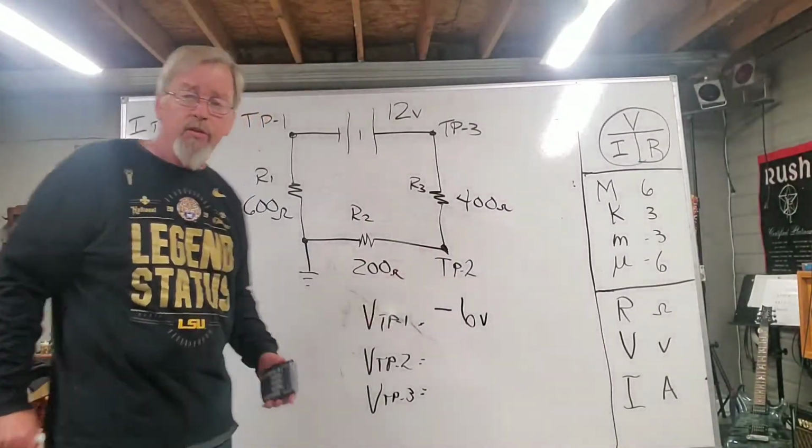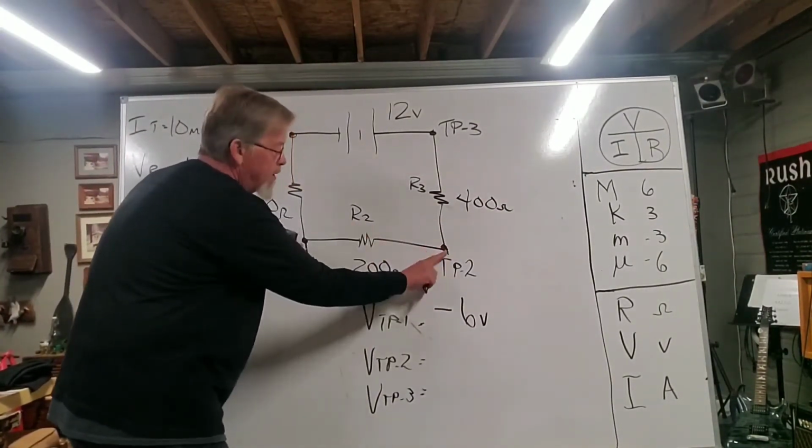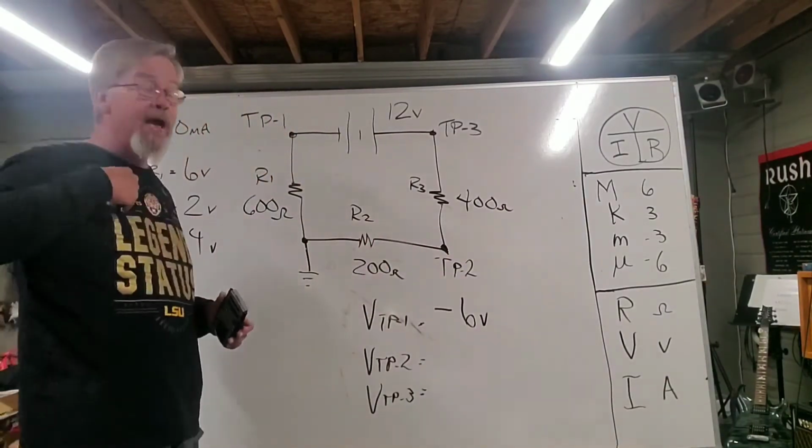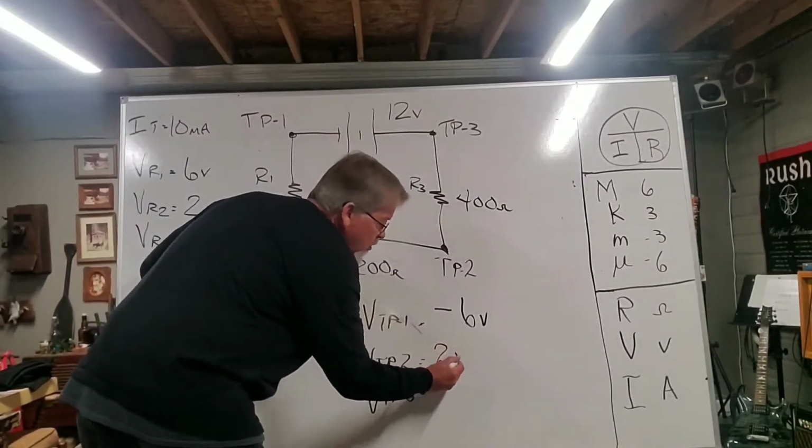So test point 2, I'm going to do the same thing. I'm going to put my black lead on ground. I'm going to measure test point 2. Which component am I measuring across? That's R2. So I will measure only the voltage for R2. And we had determined that was 2 volts.